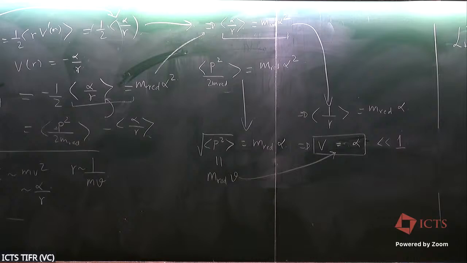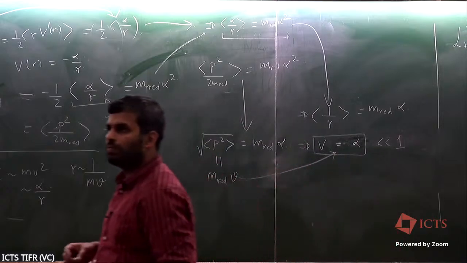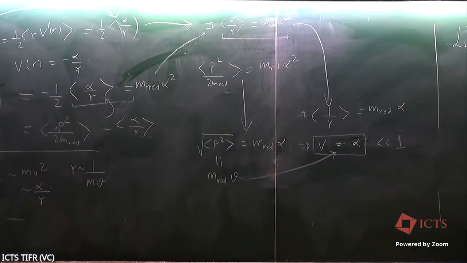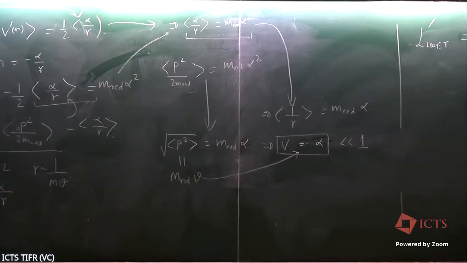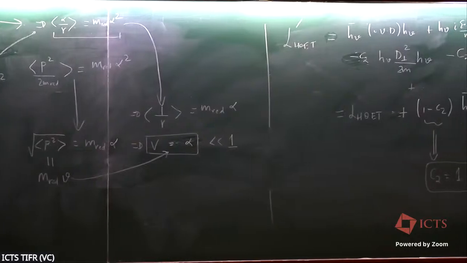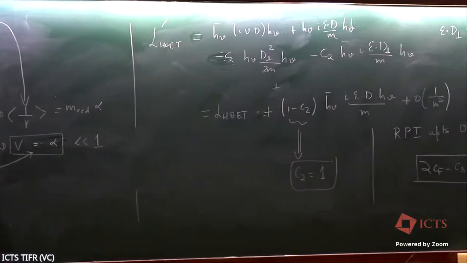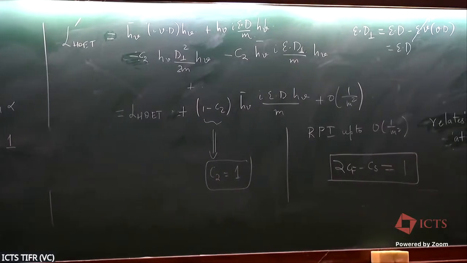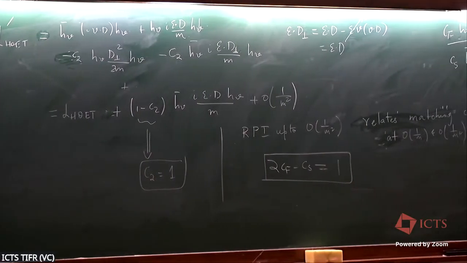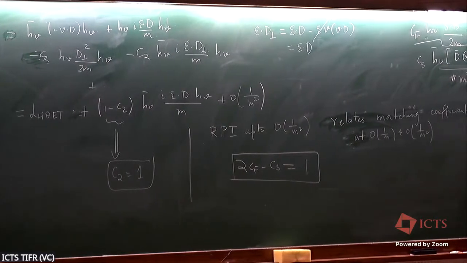The natural length scale in my hydrogen atom is the Bohr radius. So this is 1 by MV. And the reduced mass is M_e by 2. Yes, the reduced mass is M_e by 2. It's still M_e.